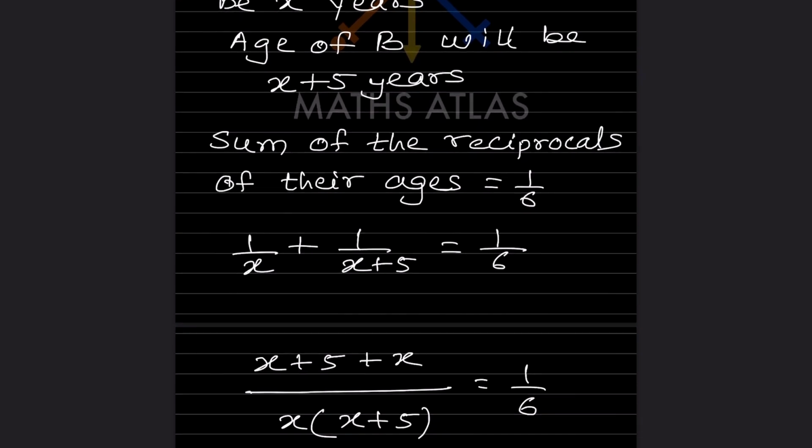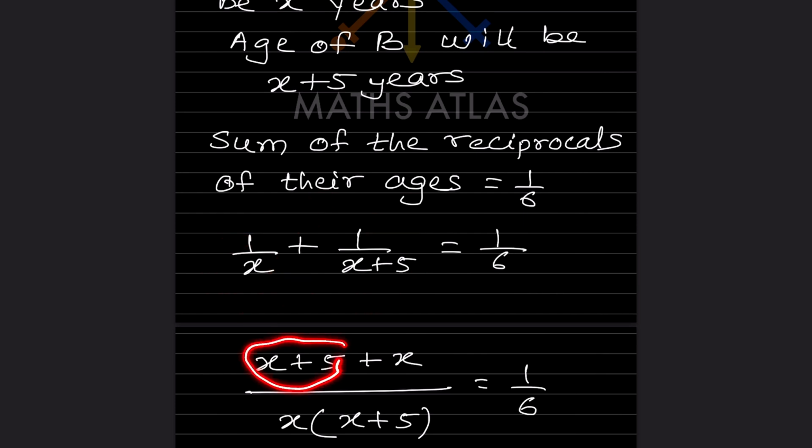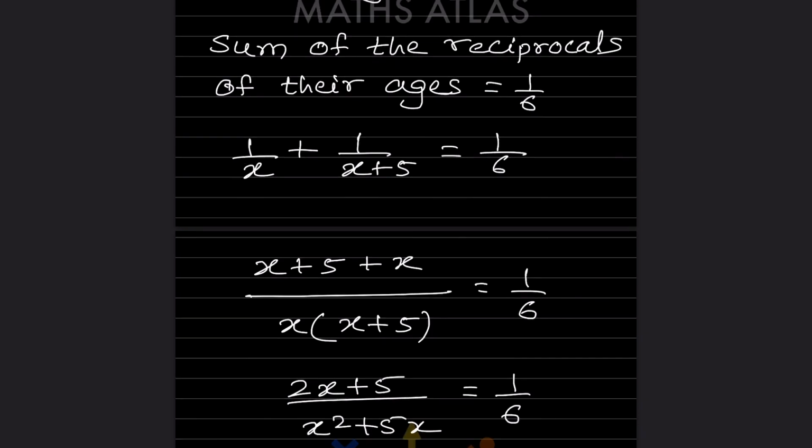Now you can see the LCM over here. Here the LCM is x into x plus 5, and here there is x. So here you need an extra x plus 5, and here you need only x, so you multiply by x. So 1 into x plus 5 means x plus 5, and here you need the extra x, that is going to be x. And the LCM x into x plus 5 is equal to 1 by 6 as it is. So this is going to be 2x plus 5. When we expand this, that will be x square plus 5x is equal to 1 by 2.